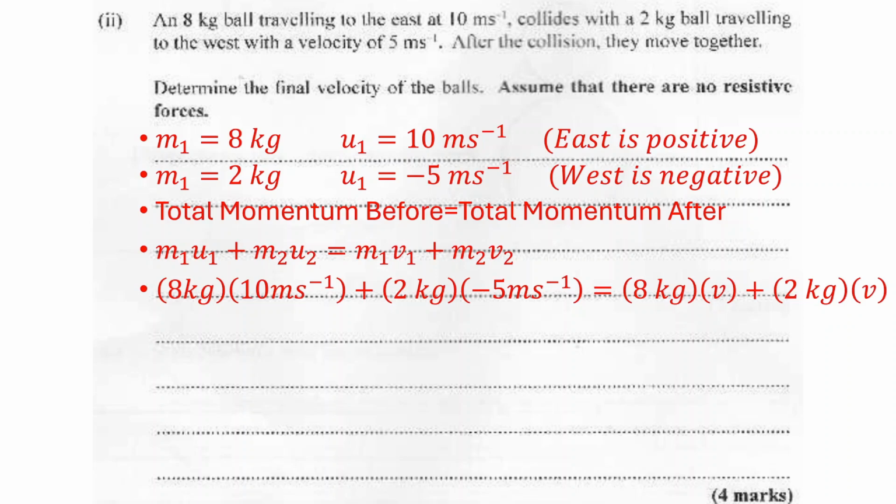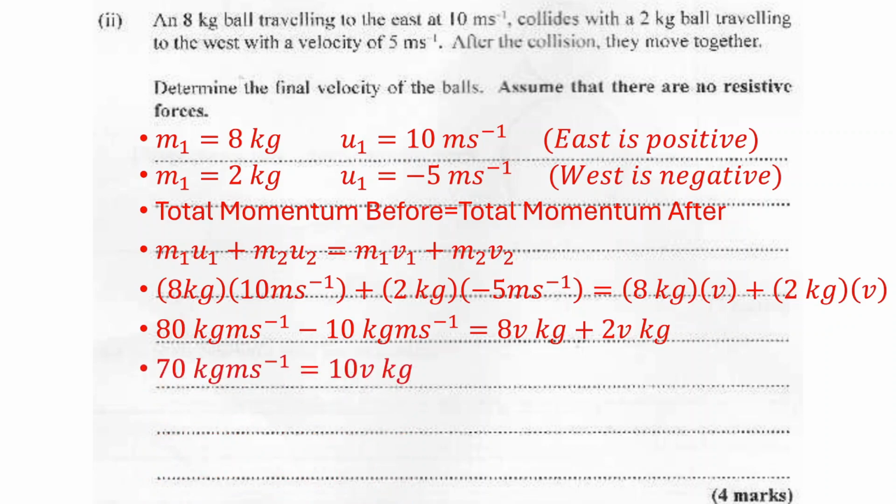Notice that on the right hand side, both V1 and V2 are represented by the same thing, because as the question says, after the collision, they move together, which means then that they share that common velocity, which we will call V. So 8 times 10 is 80, so I'll have 80 kilogram meters per second minus the 2 times 5, which is 10 kilogram meters per second. That will be equals to 8V kilograms plus 2V kilograms. So 80 take away 10 will be 70. So I have 70 kilogram meters per second is equals to 10V kilograms, because 8 plus 2 is 10.